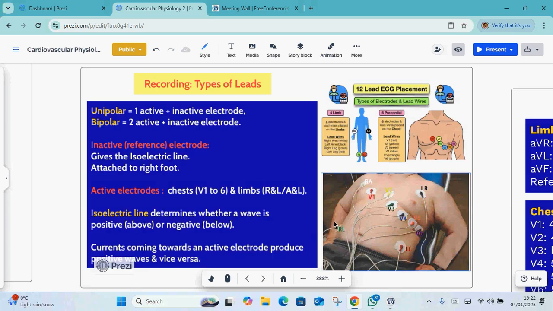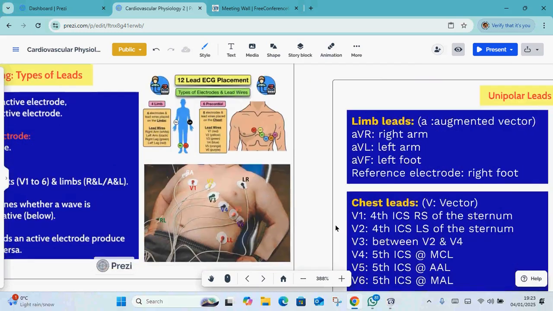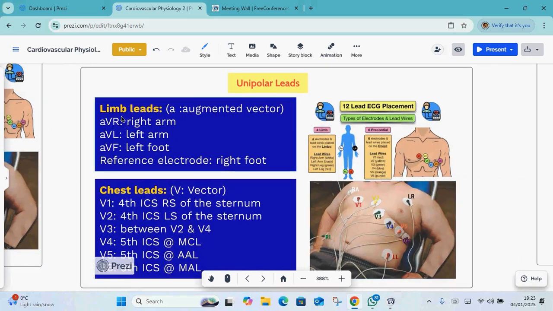The inactive electrode or the reference electrode is the one which is farthest from the heart, which is the right leg electrode. So the right leg with any one of the other electrodes will form a lead. This is for unipolar. For bipolar, you will have 2 active leads with the inactive. We start with unipolar. In unipolar, you have 3 limb leads between the right arm and the inactive, the left arm and the inactive, the left leg and the inactive.